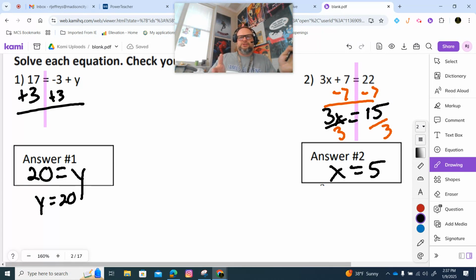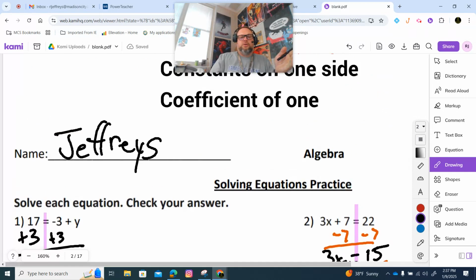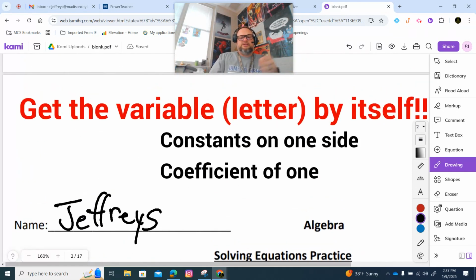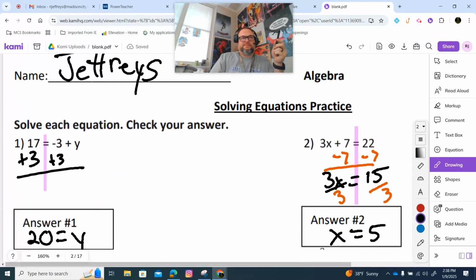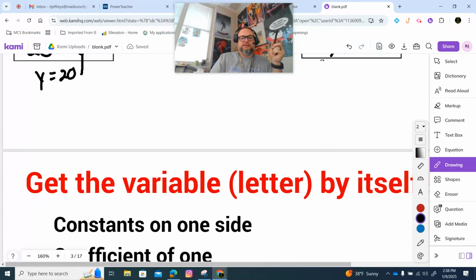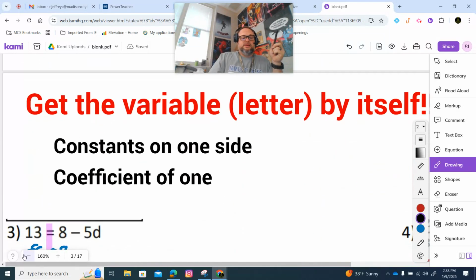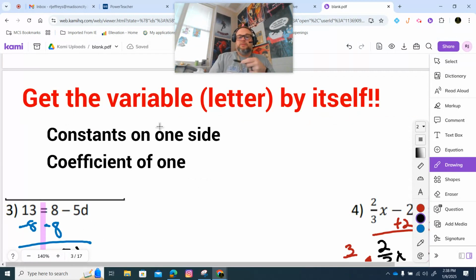So this is how you should do 1 and 2. Remember, again, the goal is to get the letter, the variable, by itself. Constants on one side, coefficient of 1. So that's 1 and 2. All right, again, get the variable letter by itself, constants on one side, coefficient of 1. Now, I'm just saying constants on one side because we don't have multi-steps. This is 1 and 2 steps.